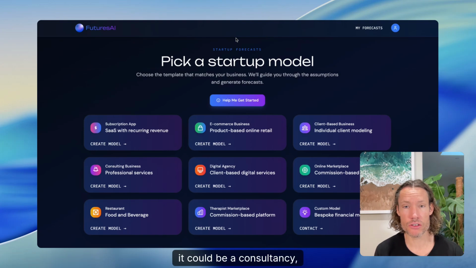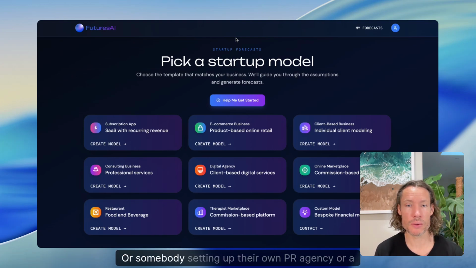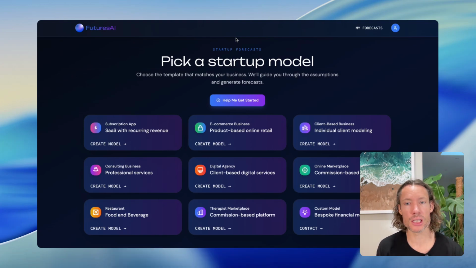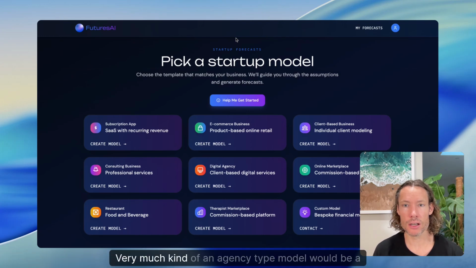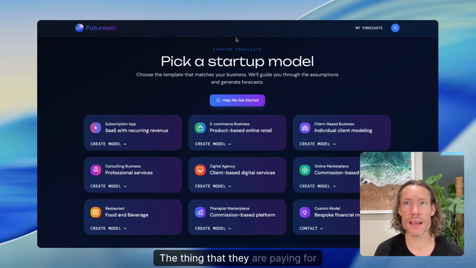It could be a consultancy. That'd be a very common one. Or somebody setting up their own PR agency or own marketing agency. Very much an agency type model would be a classic way of thinking about this. The thing that they are paying for is your company's services that either you directly give or you pass on to some kind of delivery person.